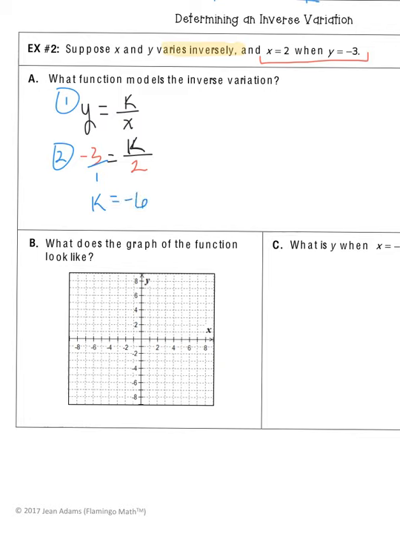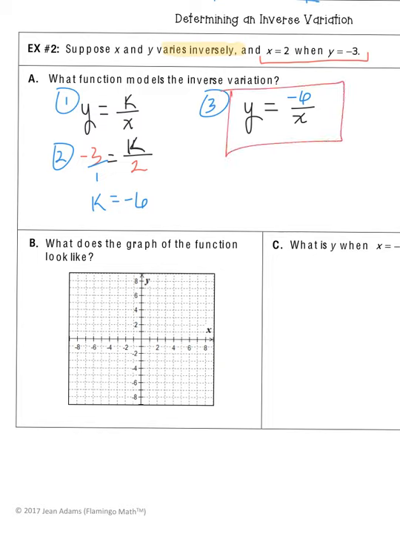So my third step is to rewrite this function right here, but instead of the k, I'm going to put in the -6. So I have y equals -6 divided by x. And so this is the function that they were looking for.